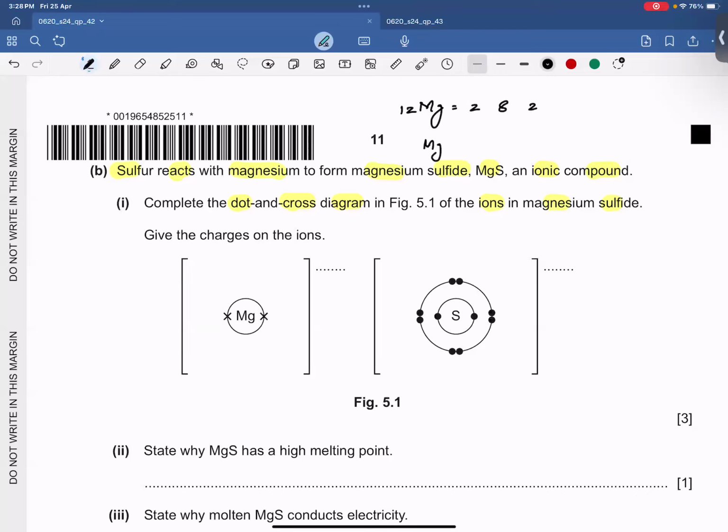Magnesium is found in group 2 of the periodic table, which is why magnesium carries a 2 plus charge, which means it loses 2 electrons from its valence shell. So the configuration becomes 2 and 8. The 2 is already given, I have to make the 8 for the examiner.